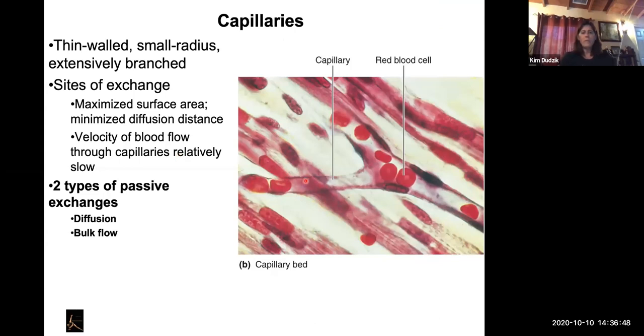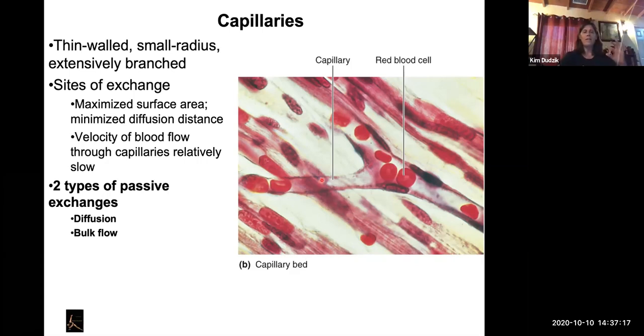So the thing to remember about capillaries is they're very thin walled. They're one cell layer thick. That's why in the microscope you can see through them. You're looking through one cell layer. They have a very small radius. They're only wide enough to get a red blood cell through. That's how wide a capillary is. One red blood cell can fit at a time, so red blood cells can almost go in single file through capillaries.